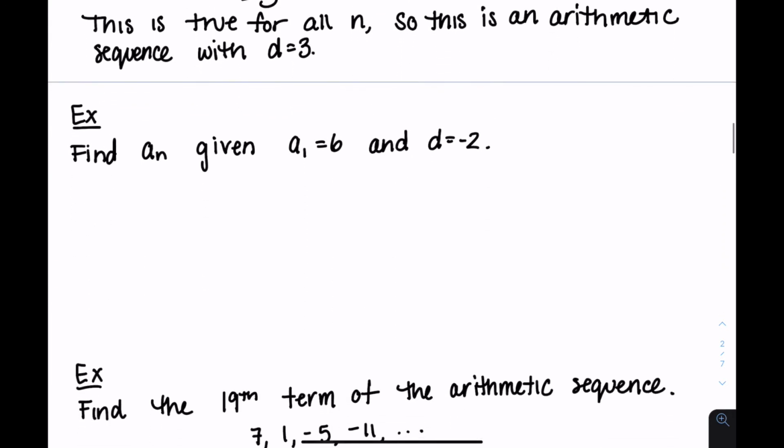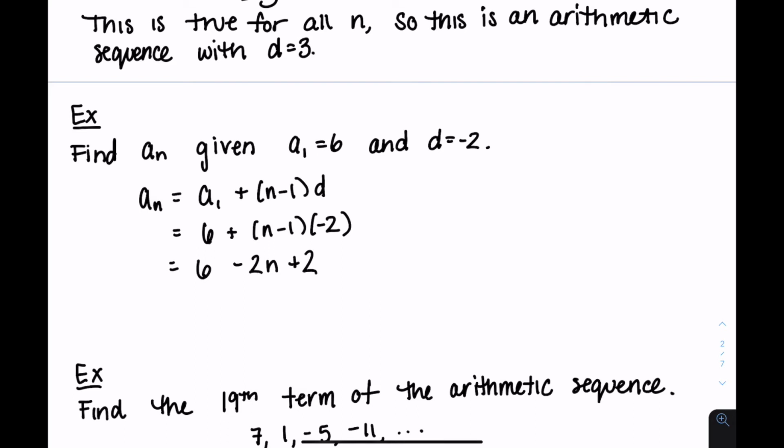So now let's work on finding some sequences given some certain properties. We're going to be given different pieces of information, and kind of have to reverse engineer what's going on. So I know A1 is equal to 6, D is equal to negative 2. So if I want my nth term, it's the first term plus n minus 1 times D. First term is 6, D is negative 2, so I keep the n minus 1, replace the D by negative 2. If you distribute that negative 2, we're going to end up with the general term being 8 minus 2n.